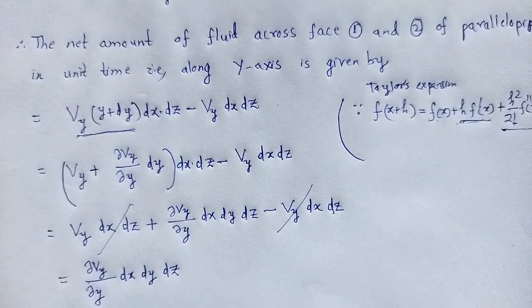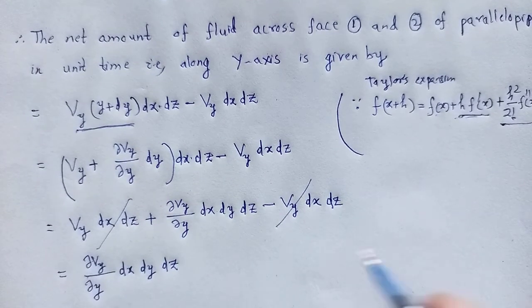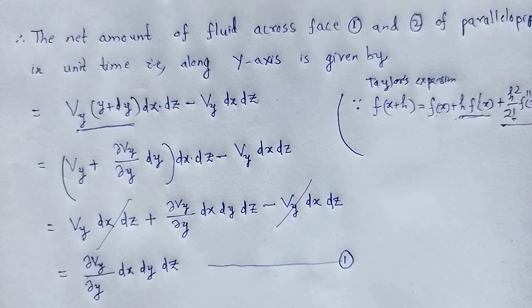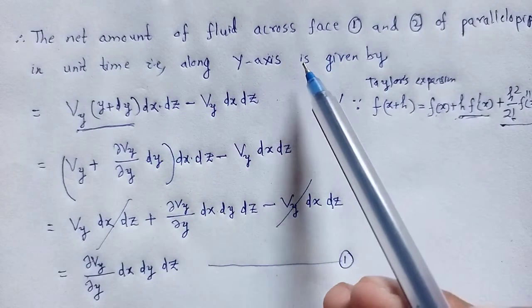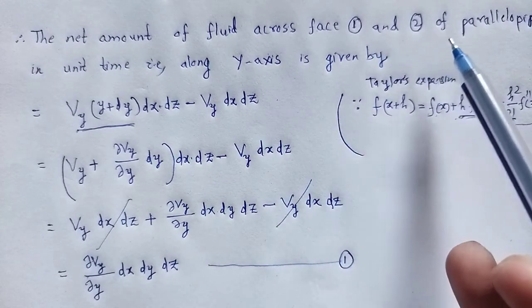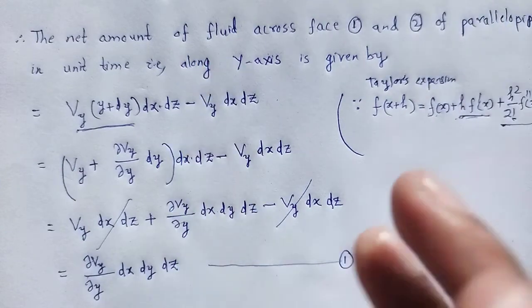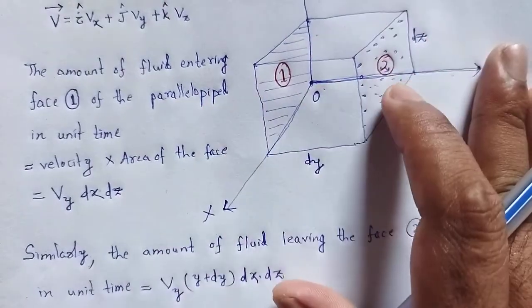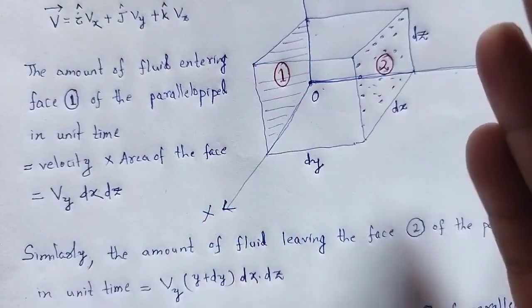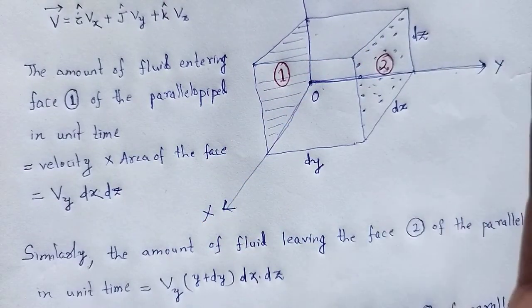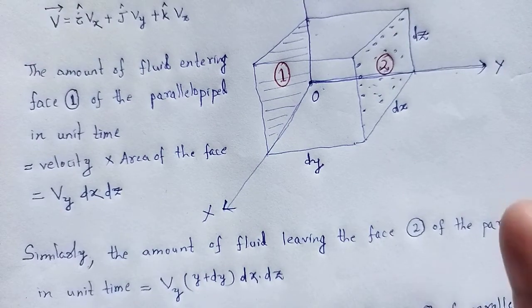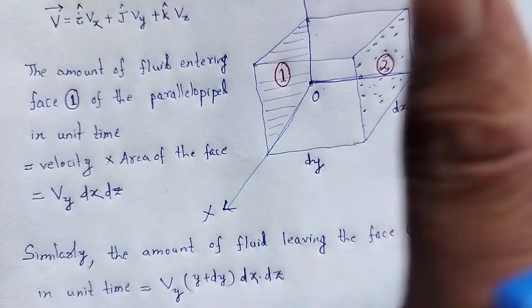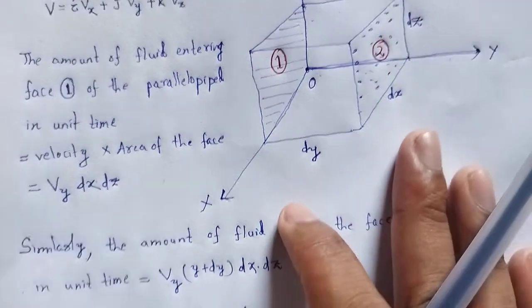Let this be equation number 1. This is the net amount of fluid across face 1 and 2 of the parallelepiped in unit time, that is along the y axis. Similarly, we have to find the net amount of fluid passing through the parallelepiped in unit time along the x axis and along the z axis. Finally, we get the net.